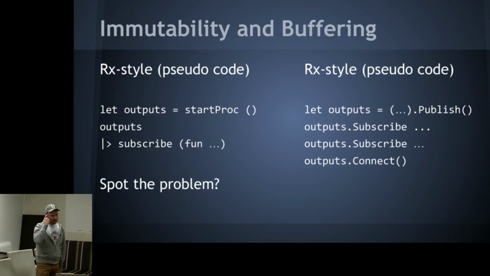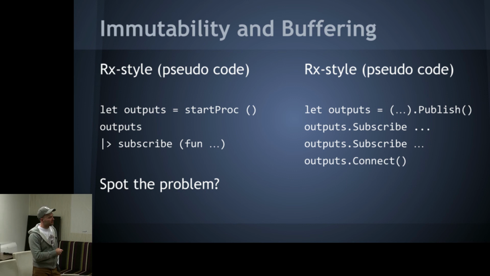Here's another kind of bug that you often write with Rx: you start some sort of process and then you subscribe for the outputs. Can you spot the problem? Well, the problem is, of course, that if you start something and then you start observing for the events later, then there's a chance that you actually miss some events.